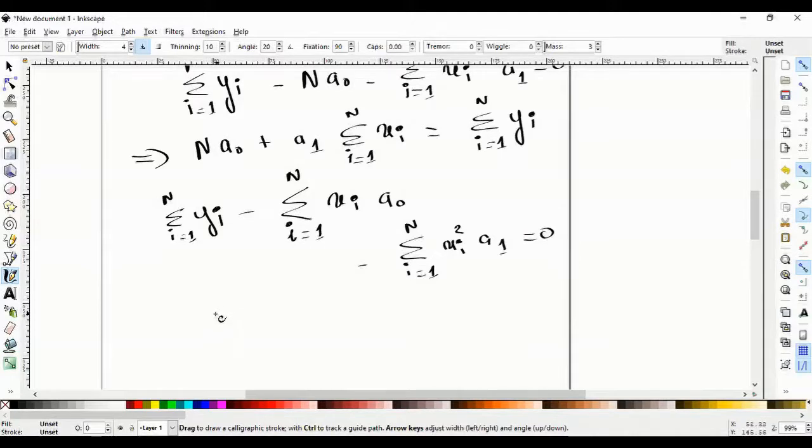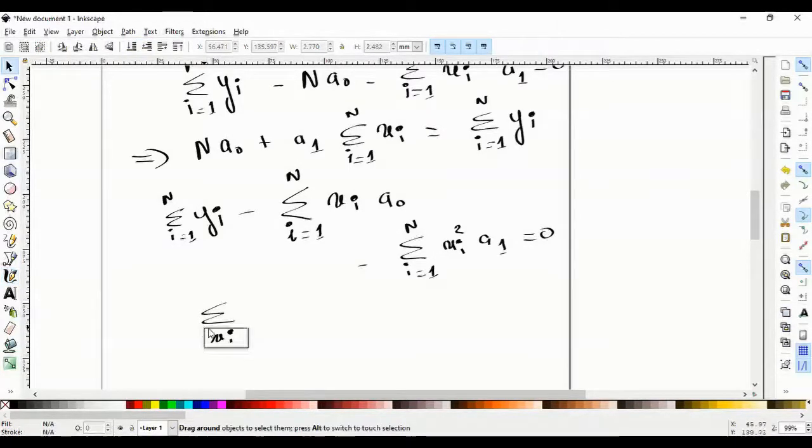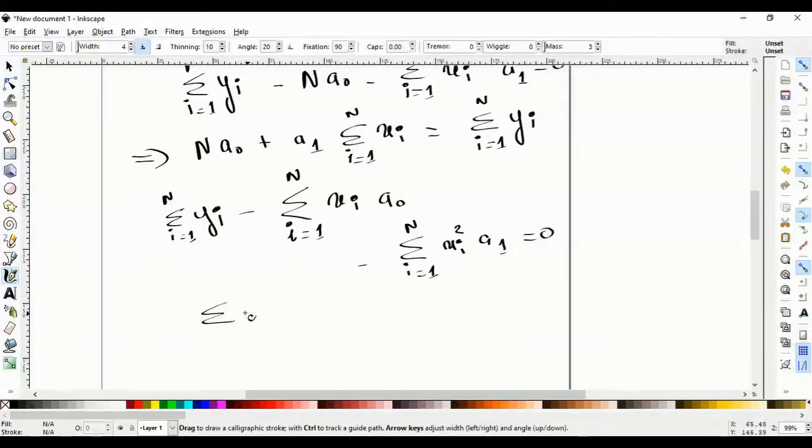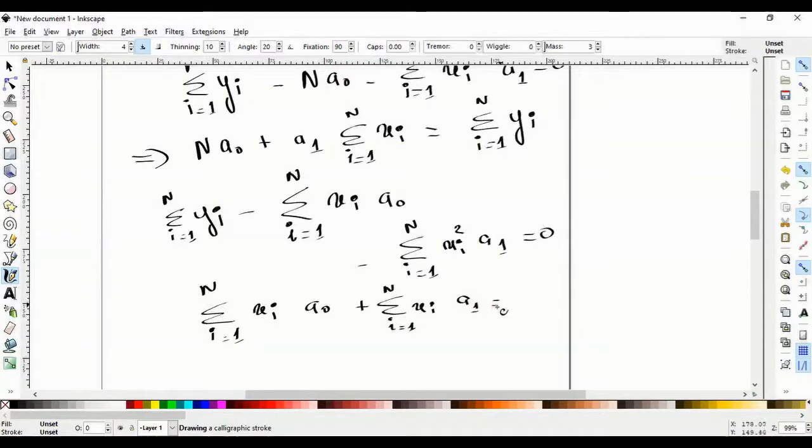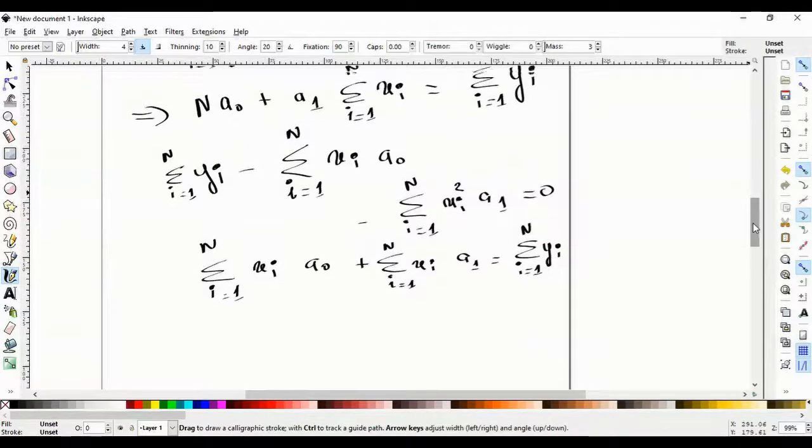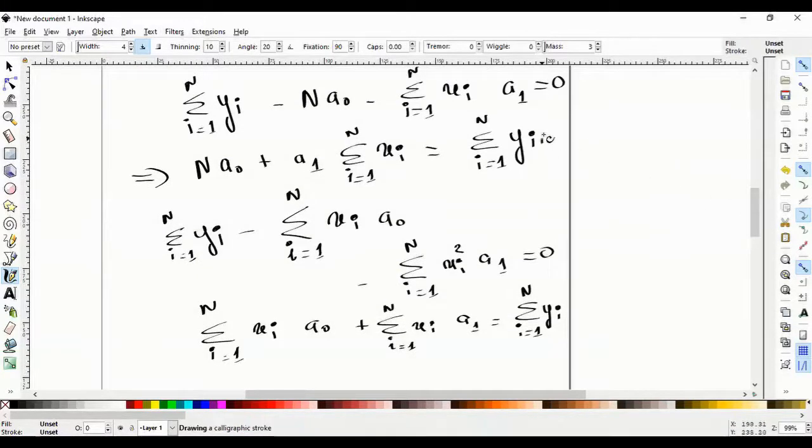So I would get the sum of xi from i equals 1 till n times a0, plus the sum of xi squared from i equals 1 till n times a1, equals the sum from i equals 1 till n of yi xi. Yes, you're right, it's yi xi.